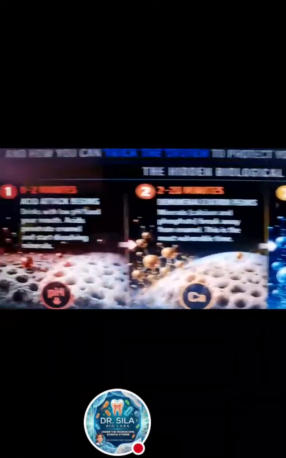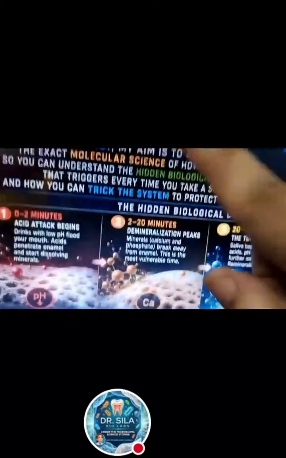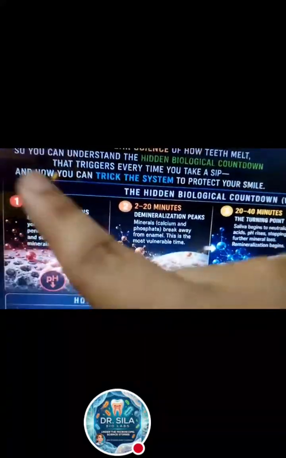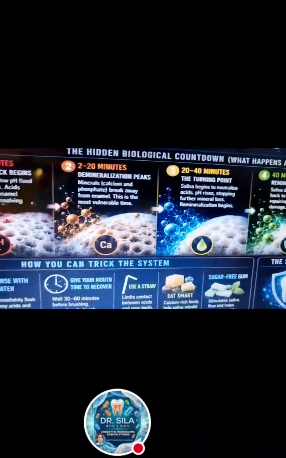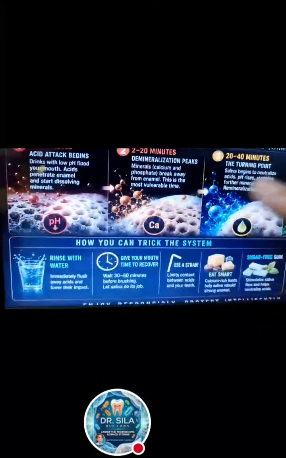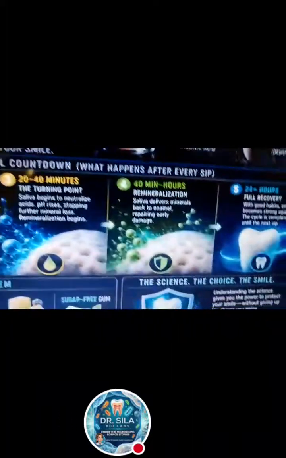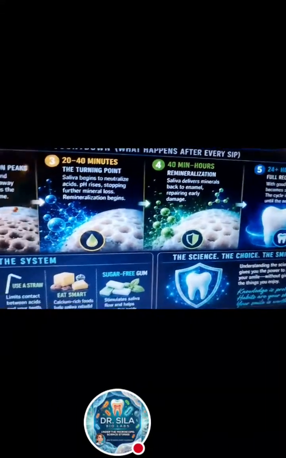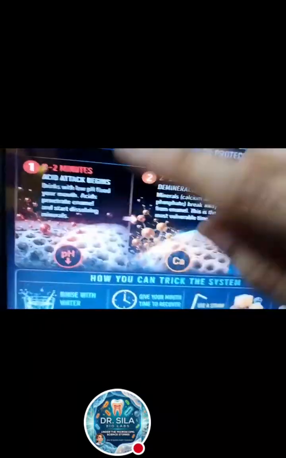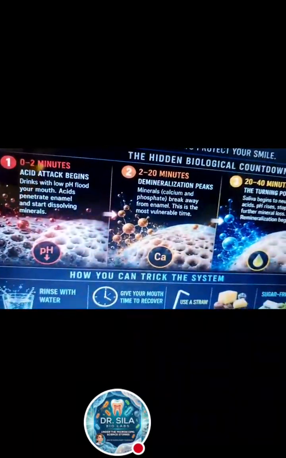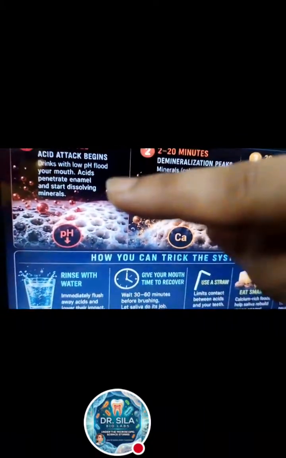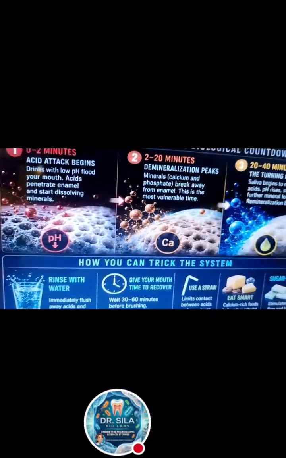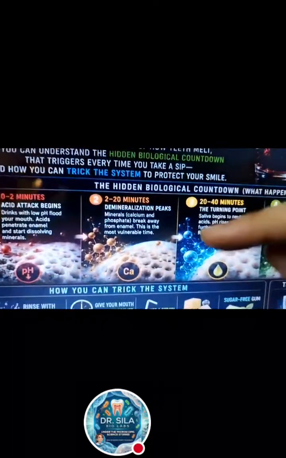But if you take a sip again, the process starts again. In this whole demineralization process, the minerals are again going off the teeth. So the process of remineralization, this is construction, is getting to a lower level, and the process of destruction, that is demineralization, is taking over. When demineralization is more, destruction is more, so there will be a cavity.